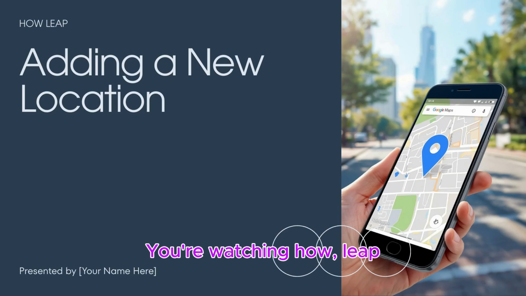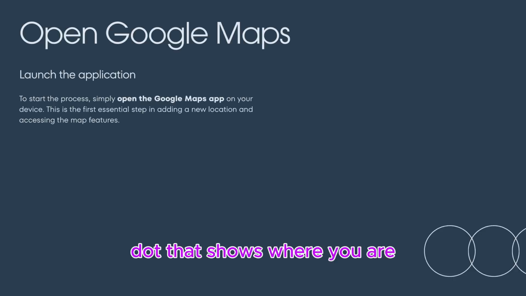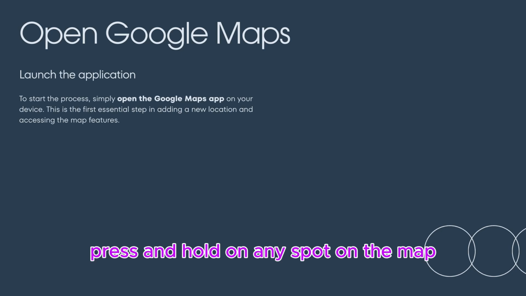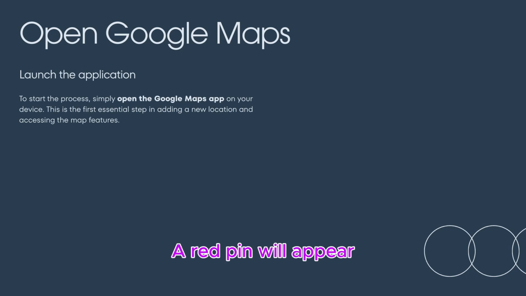You're watching How Leap. Let's add a new location on Google Maps. Open the Google Maps app. Tap the blue location dot that shows where you are. Alternatively, press and hold on any spot on the map. A red pin will appear.